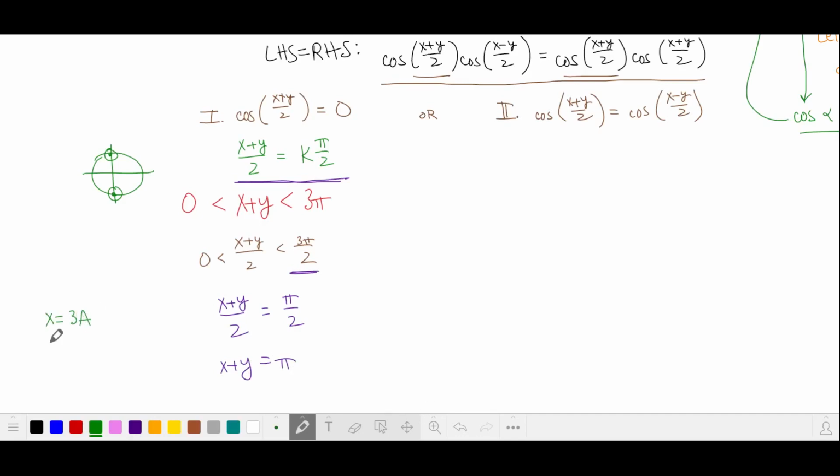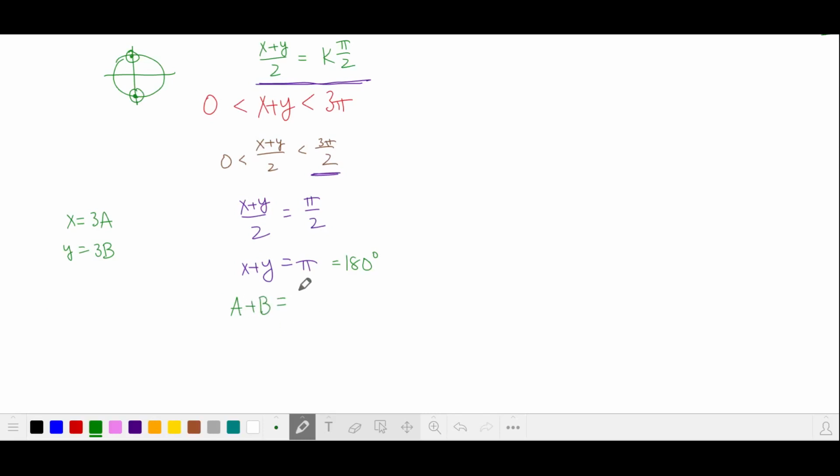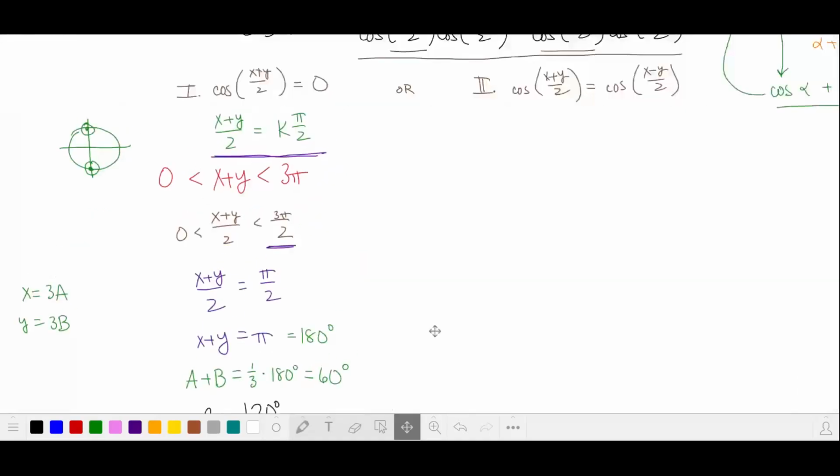Again, x was equal to 3a and y was equal to 3b, so substituting, we get a plus b is 1/3 of 180 degrees, or 60 degrees. So by angle sum, we have the third angle, c, is 120 degrees. Let's look at case 2.